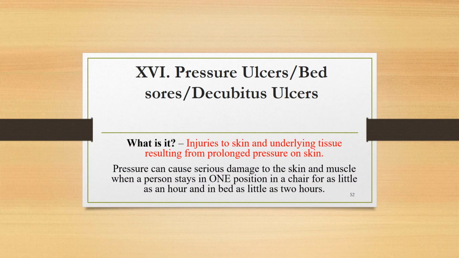Pressure ulcers, bed sores, decubitus ulcers. What is it? Injuries to skin and underlying tissue resulting from prolonged pressure on the skin. Pressure can cause serious damage to the skin and muscle when a person stays in one position in a chair for as little as an hour or in a bed for as little as 2 hours.